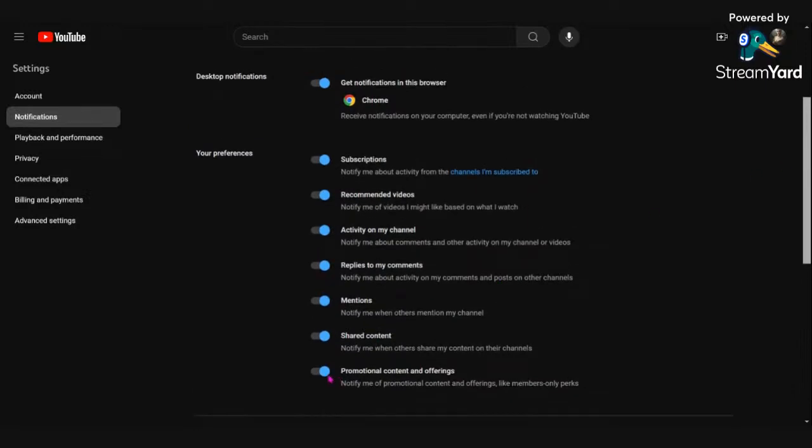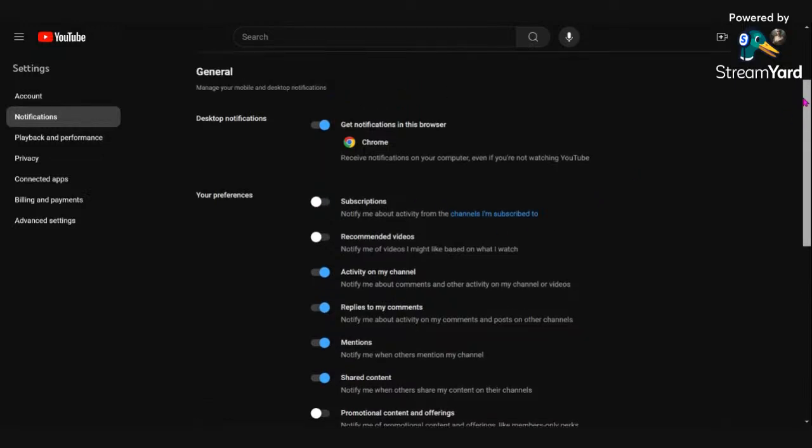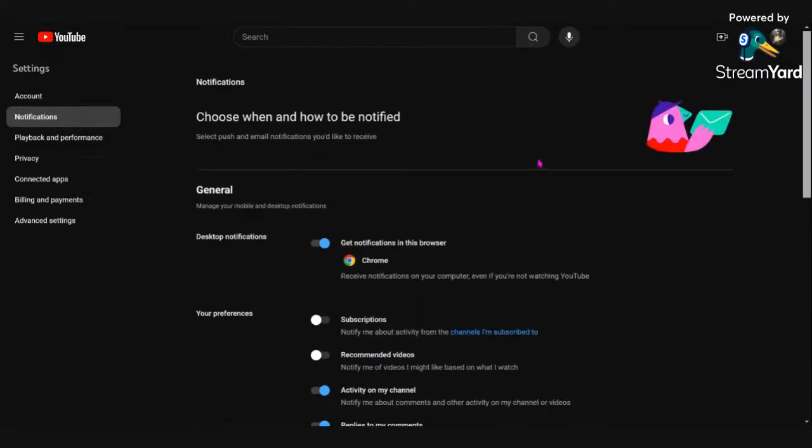Promotional content and offering. I don't want to see that. Shared content. Notify me when others share. Mentions, replies, activity on my channel. Recommended videos. Subscriptions. Notify me about activity from channels. Let's remove that. I just want to get notified. That's all I want. But do I need to save it? Oh, let's just not share. Let me share something else. I have a Discord message. Accepted my friendship. Okay.